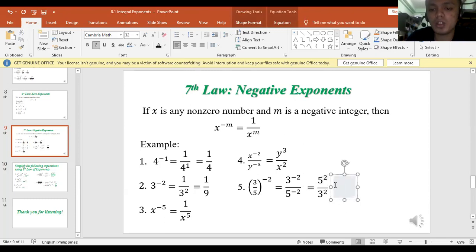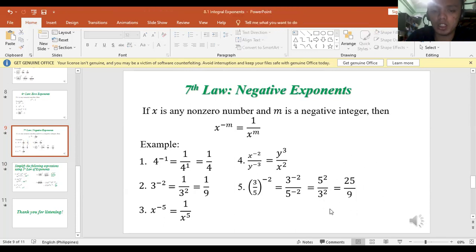Then simplify because 5 is a number, no? The base is a number. Or evaluate natin, 5 squared is equal to 25, 3 squared is equal to 9. The final answer is this one.